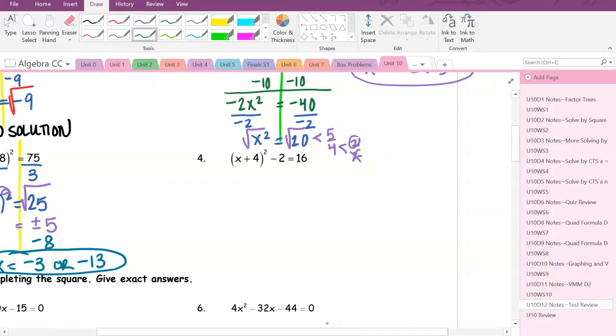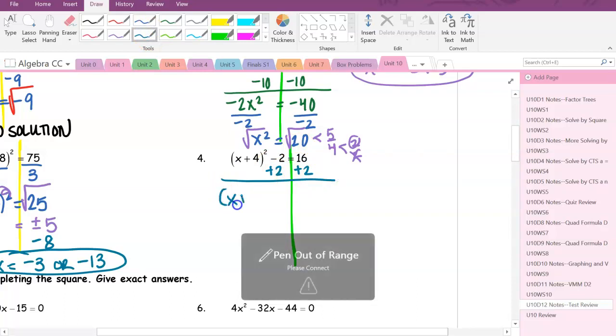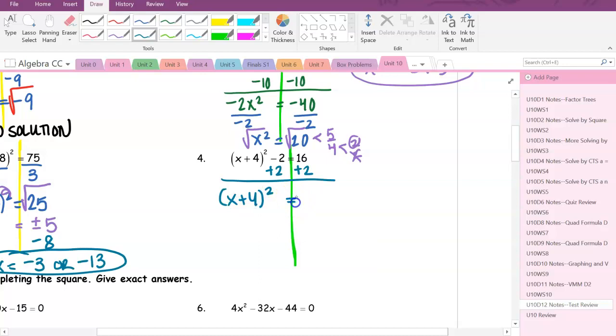All right, let's try one more like that. This one is similar, but we are going to add our 2 over first. We don't have anything multiplying to our parentheses, so we will not need to worry about that. 16 plus 2 is 18. All right, next I'm going to go ahead and root both sides.